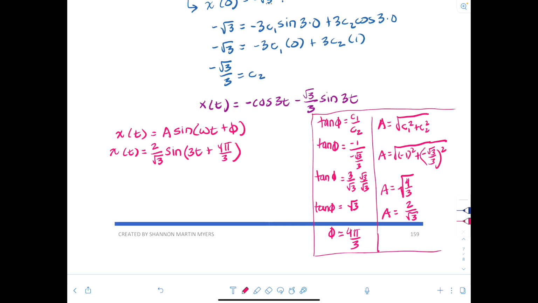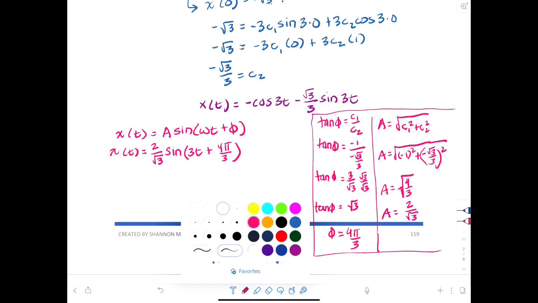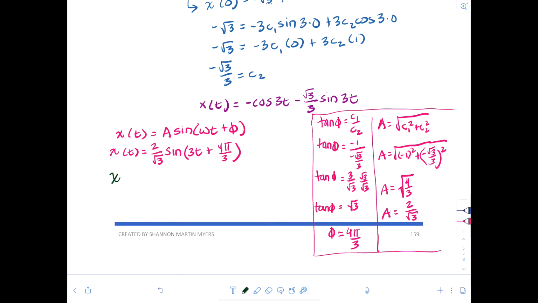Velocity means beautiful first derivative. So x prime at t is going to be, awesome, the 4 pi over 3 is a constant. Using the chain rule, we'll have 3 times 2 over √3, constants go along for the ride, and then cosine at 3t plus 4 pi over 3.